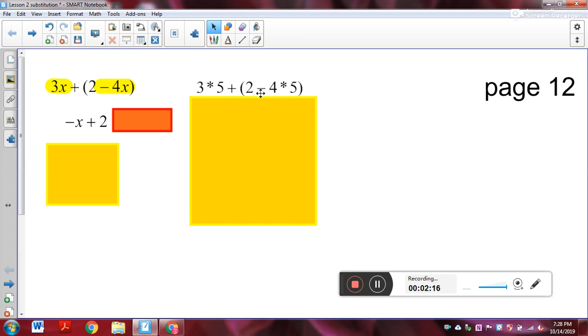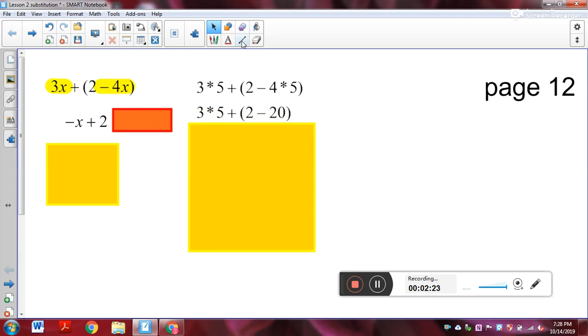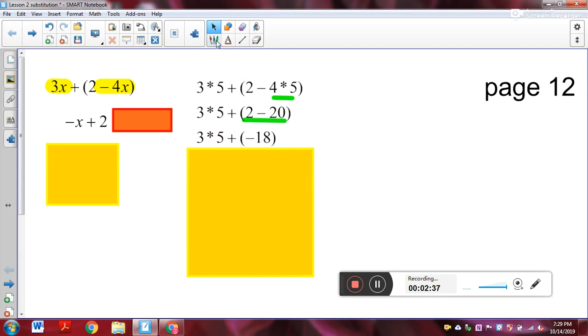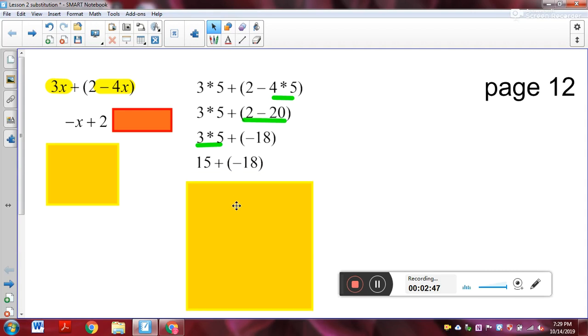Now I can do what's inside those parentheses first. Again, multiplication first. So 4 times 5 is 20. Okay. So I just did that step right there. And I'm going to do what's inside the parentheses. 2 minus 20 is negative 18. Now I have multiplication and I have addition, so I need to multiply first. 3 times 5 is 15. 15 plus negative 18 is negative 3.